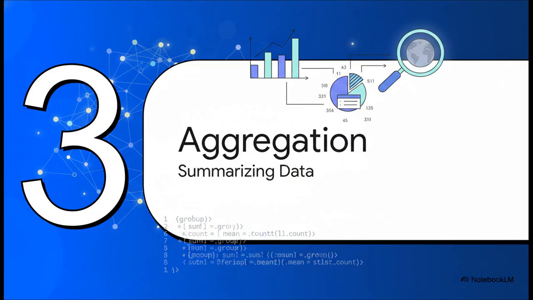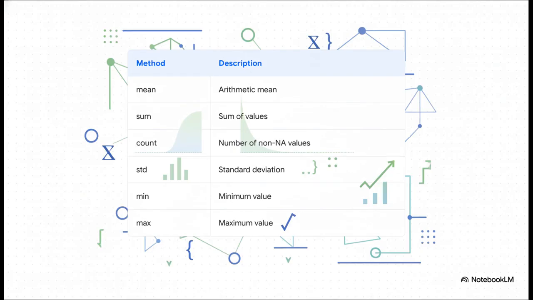Now for our third step, aggregation. Okay, so we've stored the data, we've filtered it to find what we want, but what if we need to see the big picture? Well, aggregation is all about summarizing our data to find those key takeaways. And you know what? The Pandas library makes this so easy, it's almost funny.